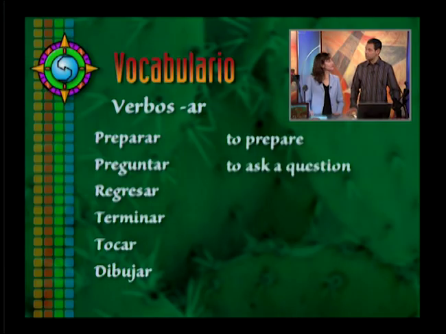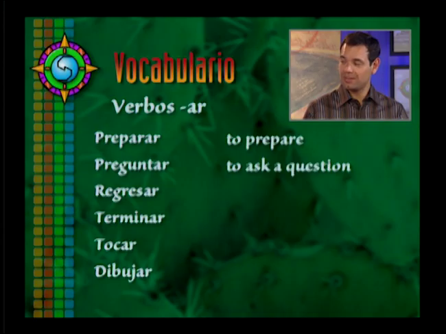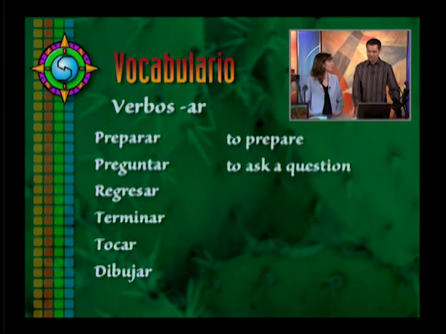Preguntar. ¿Tus estudiantes preguntan mucho? Sí, los estudiantes preguntan mucho. Es bueno, muchas preguntas. Regresar es el siguiente verbo. Regresar. To return.